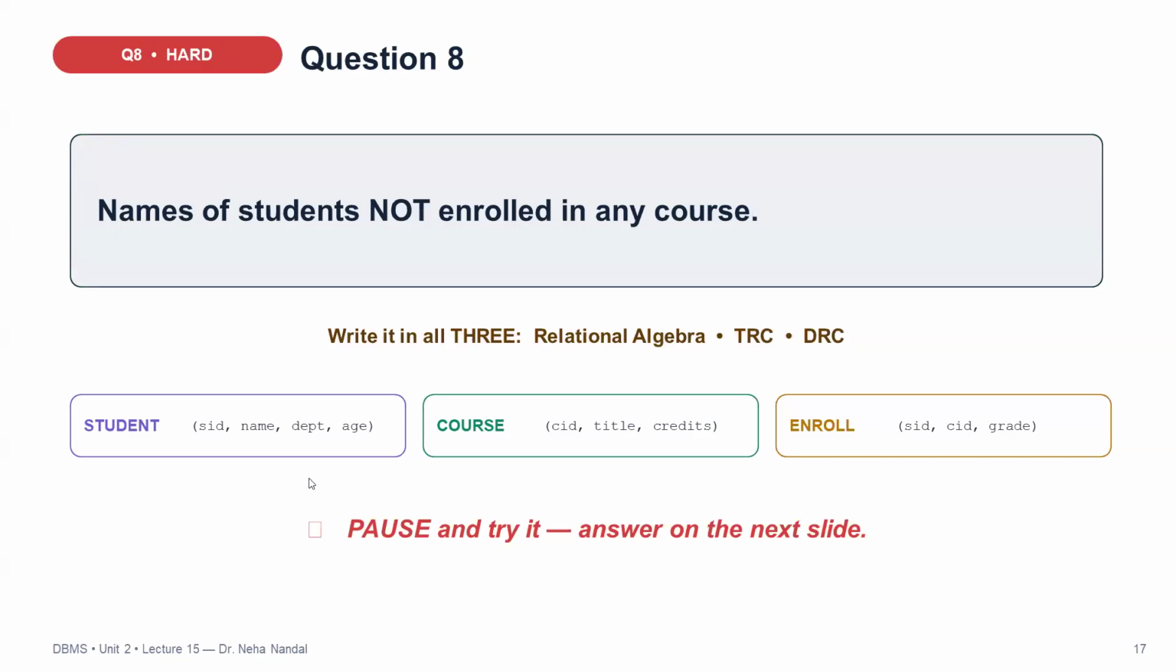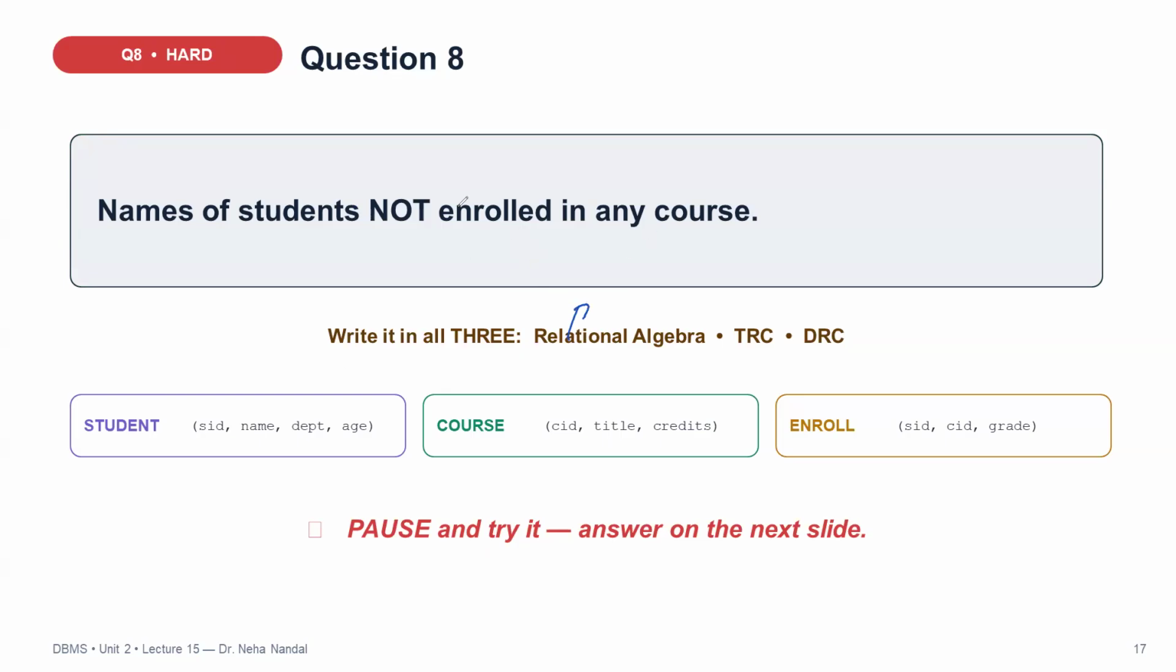Now the word not changes everything. So algebra can't just select a negative. It uses set difference for that. So all student SIDs minus the SIDs that appear in enroll, that will happen in this one. So let's see what will be the answer in relational algebra.